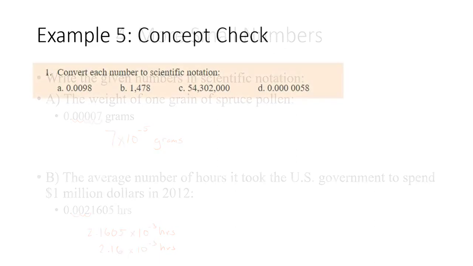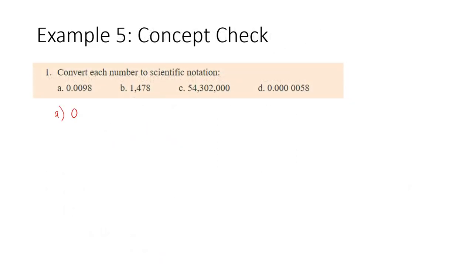So let's just practice this. A, 0.0098. We're going to move the decimal place to the right, 1, 2, 3. That's 9.8 times 10 to the minus 3. For B, 1,478. Our decimal point is at the end. We're going to move to the left, 1, 2, 3 until it's behind the first number. 1.478 times 10 to the positive 3.